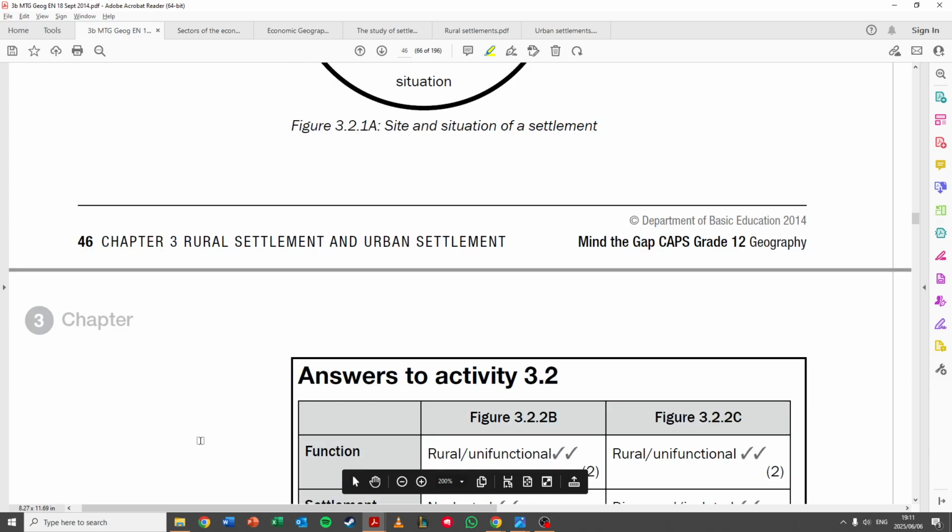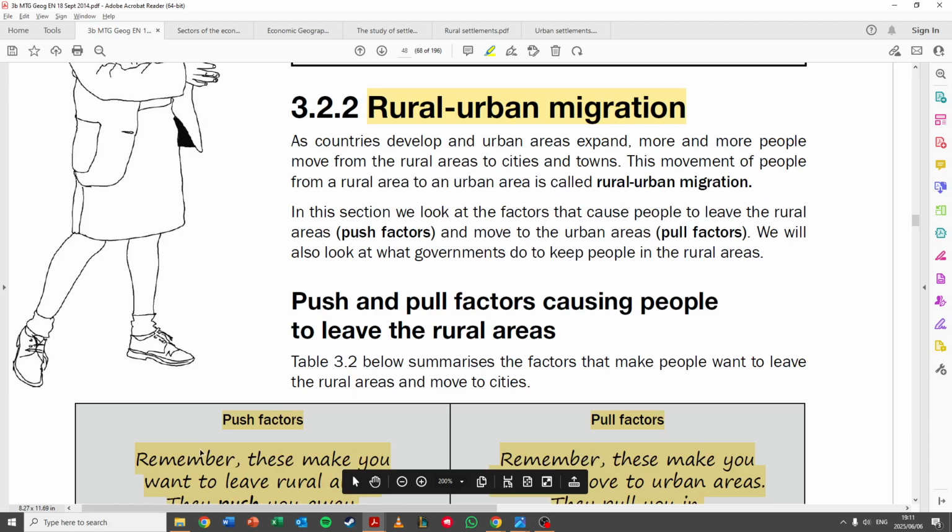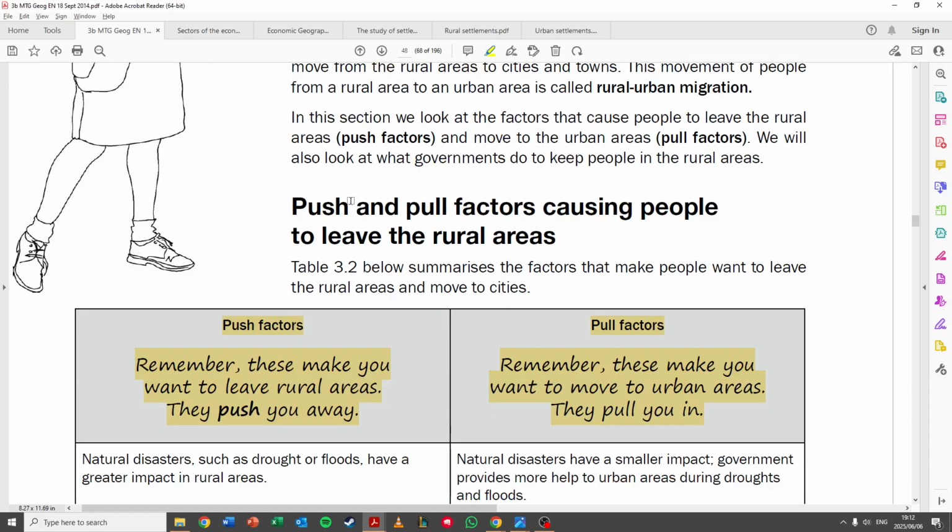Okay. Then we could go on to rural-urban migration. Now remember what this is? This is simply when people move from a rural area to urban areas. Now remember the exact opposite is also true. You can have urban-rural migration. So whatever one is written first, that is where the people are moving from. Okay, this is where push and pull factors come in.